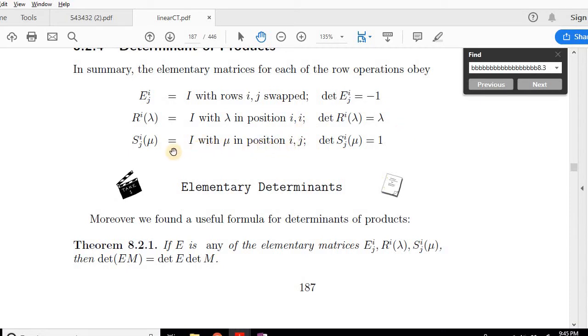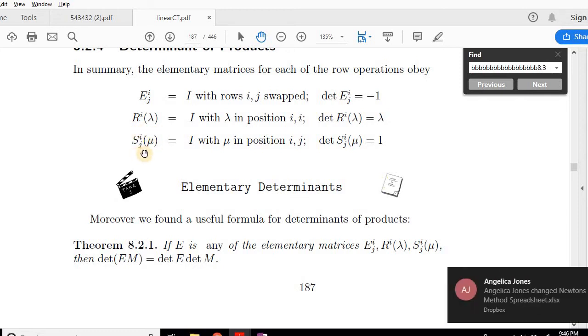All right, so here's the notation. Sij mu is I with mu in position ij. So if it's in position ij, it's row i, column j. So is that going to multiply? I believe that's going to take row i, multiply it by mu, and add it to row j. I think that's what it does. So Sij of mu takes row i, multiplies by mu, and gives me j.